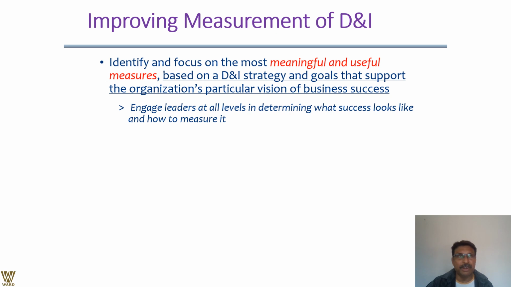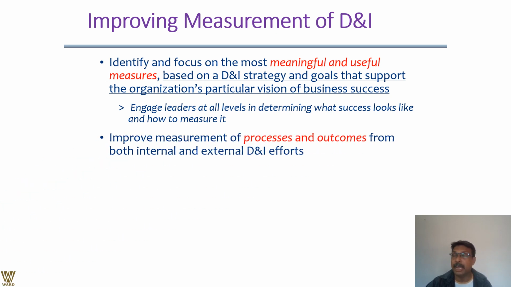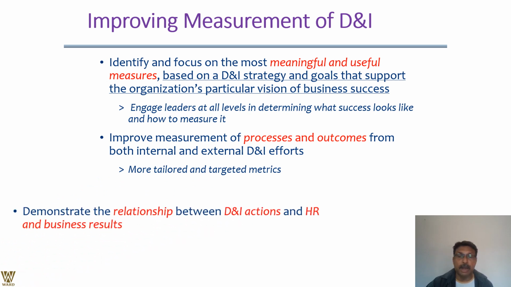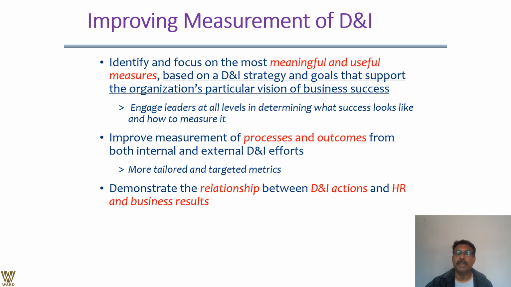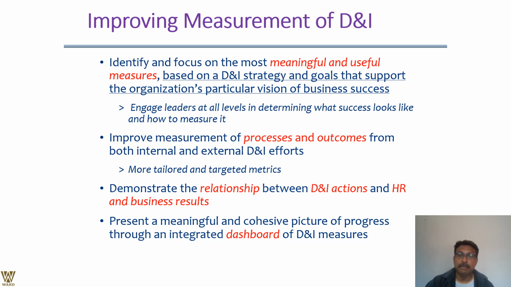We can engage everyone, the key stakeholders, the key opinion leaders at all levels, because if they can be convinced as to what success will look like, they will be able to measure it. Probably they will like to taste success firsthand. Improve measurement of processes and outcomes from both internal and external D&I efforts. They can be tailored, targeted metrics. Demonstrate the relationship between diversity and inclusiveness action and HR and business results. Present a meaningful, cohesive picture of progress through an integrated dashboard and D&I measures.